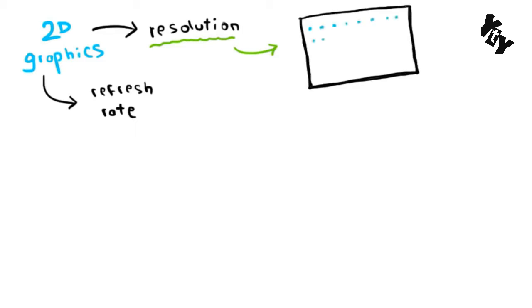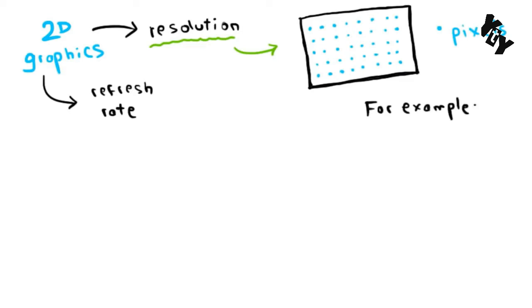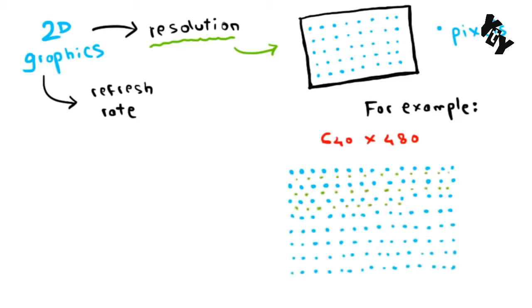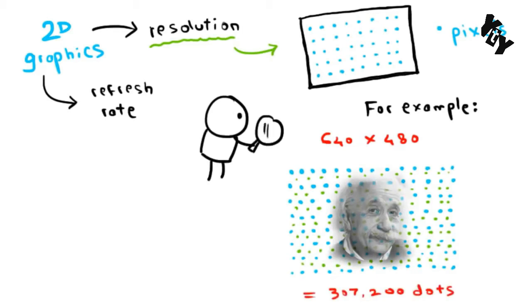Resolution determines how many little dots are used to draw the image on the screen, which are also called pixels. For example, 640 into 480 means that the whole screen is drawn using 307,200 little dots in 640 columns and 480 rows. The more dots that are used, the finer the detail.